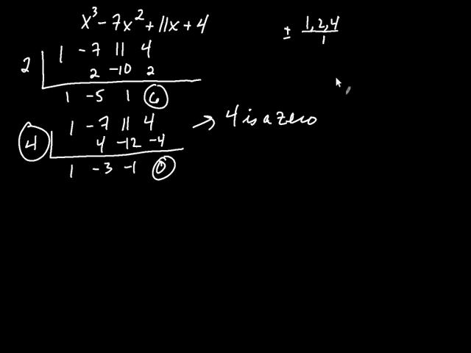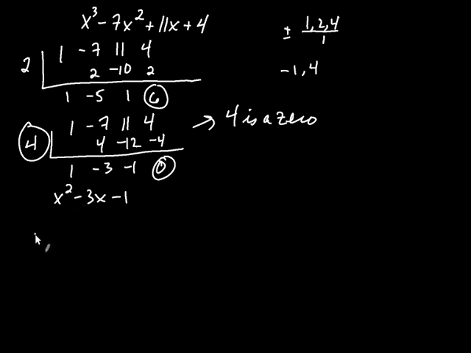So far we have the zeros of negative 1 and 4. And notice that when you divide by 4, that leaves you with the polynomial x squared minus 3x minus 1. Okay. Now the question is, well, can you factor that? And of course you can using the quadratic formula.